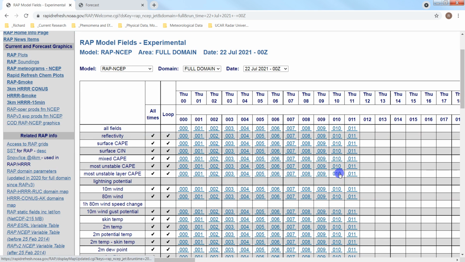Okay, so experiment, wrap model fields experimental. That's what I'm reading up here. Date 22nd July. Okay, so there. Let's see what else. Okay, so that's where I saw 12 kilometers somewhere.